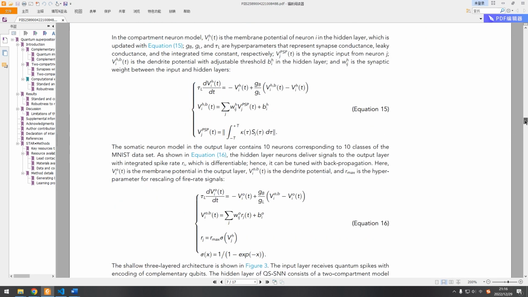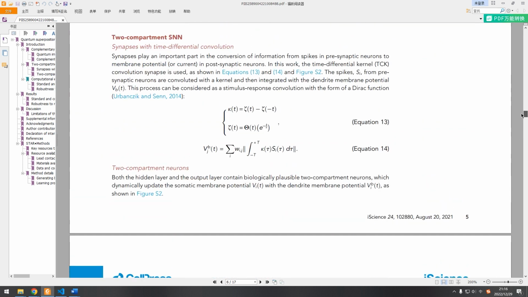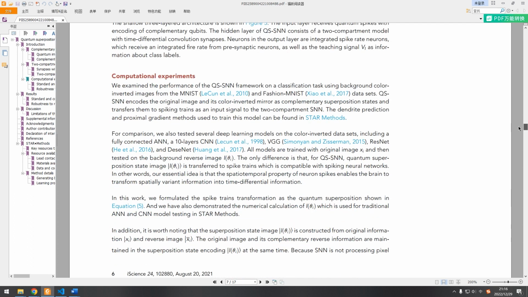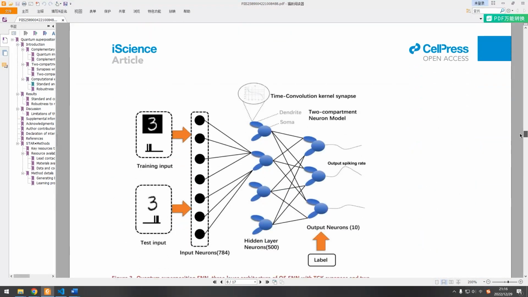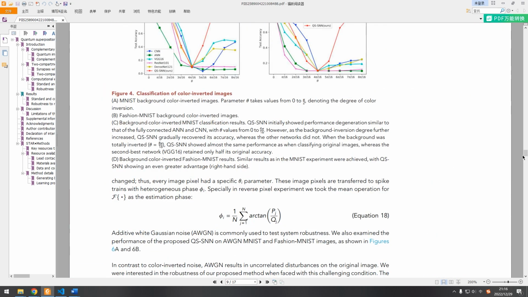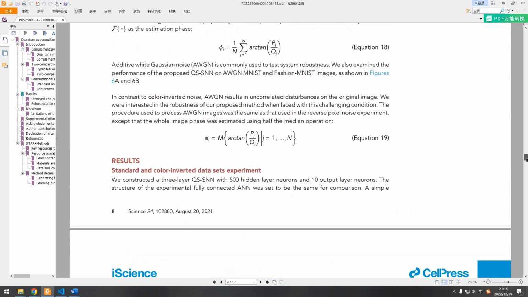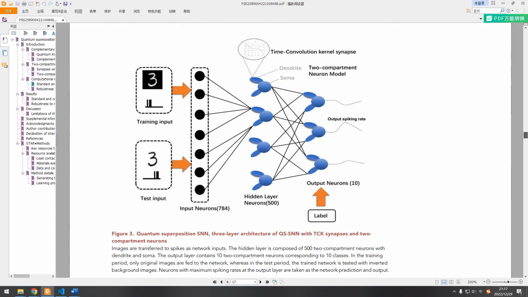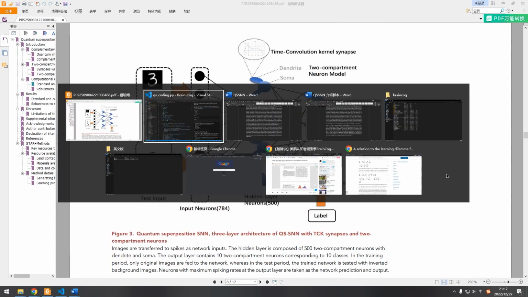And in this work, we use multi-component neural models to process the quantum information encoded in the spatio-temporal spectrums, and the multi-component spiking neural network includes the somatic part and dendritic part of biological neurons. And we also propose the training method for the multi-component spiking neural networks.